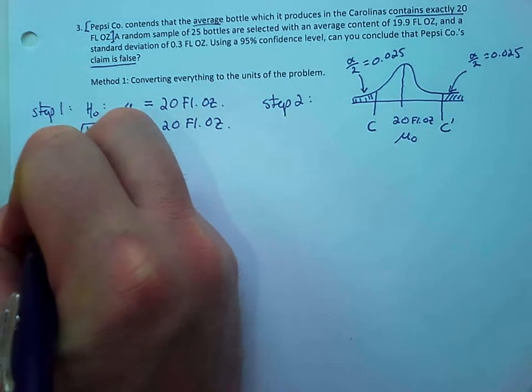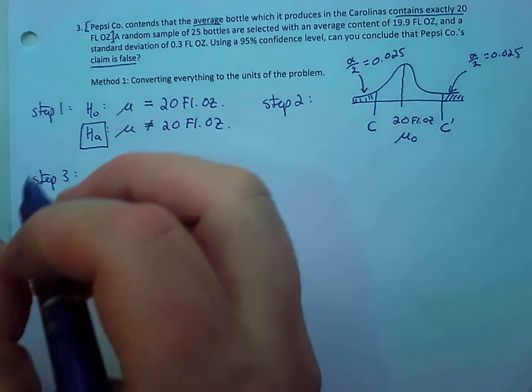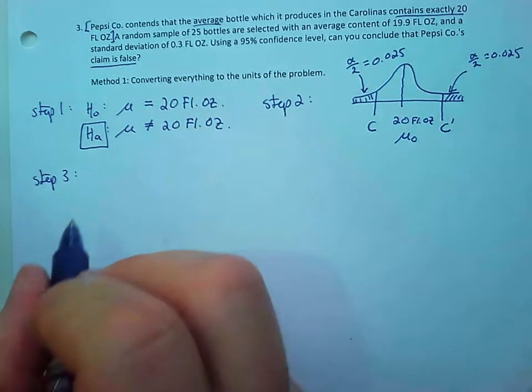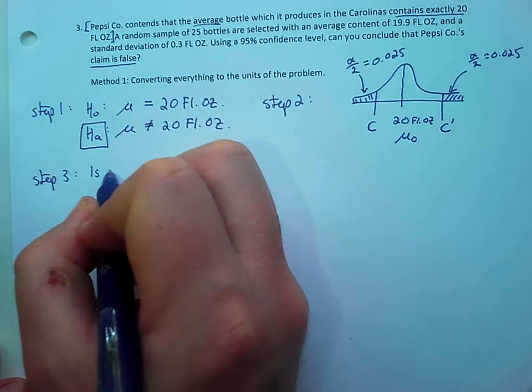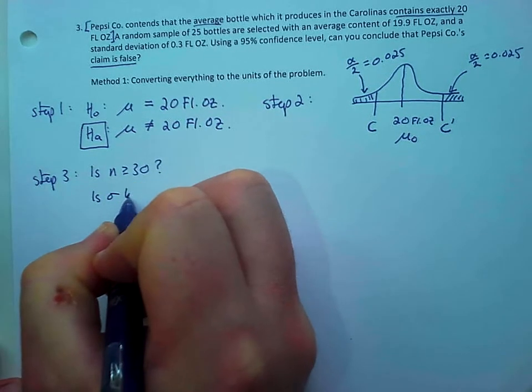Now, for step number 3, which is similar to the first step that we did in Chapter 7 for estimation problems, since here we're looking at the means, right? Here we have mu's, not proportions. We're going to ask ourselves the two questions: is n greater than or equal to 30, and is sigma known?